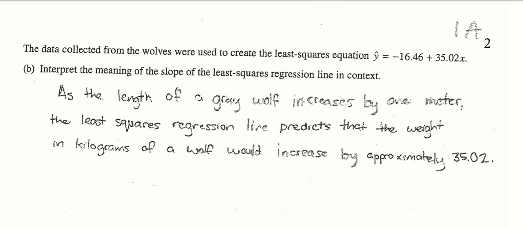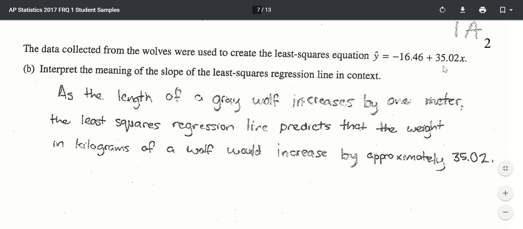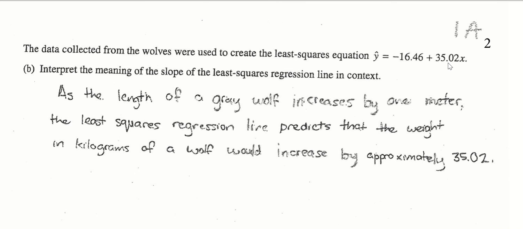Looking at the same student's response to Part B, this student got full credit as well on their response. Interpreting slope, you want to address that for each additional 1 unit, the x-axis increases. You always reference the x-axis first in your interpretation, and as it increases by 1 unit, what is happening along the y-axis? Well, in this case, our slope is positive, and it's going up by 35 units.